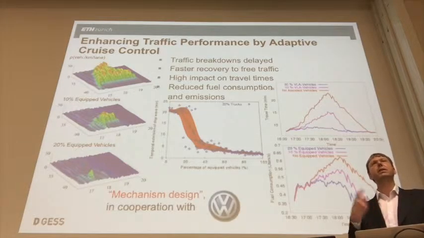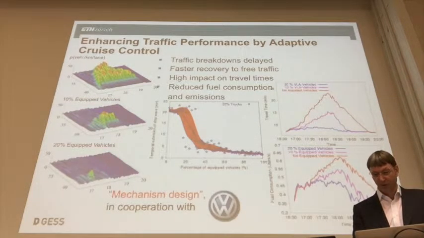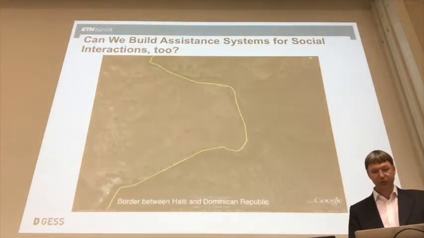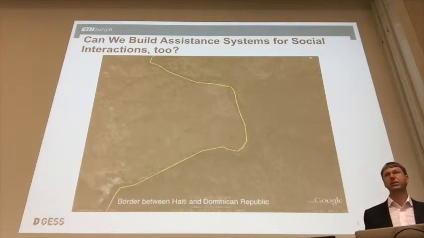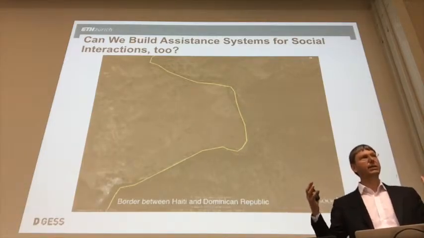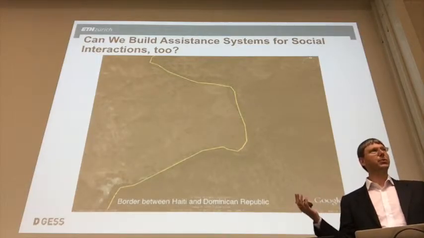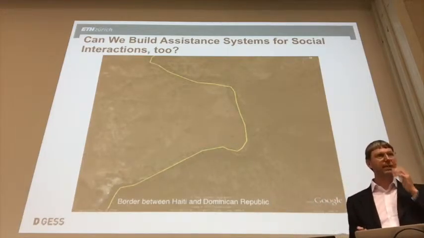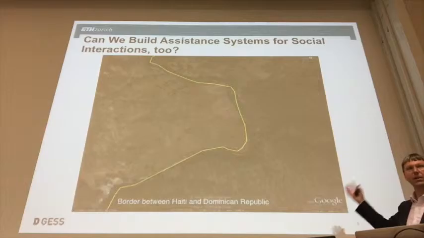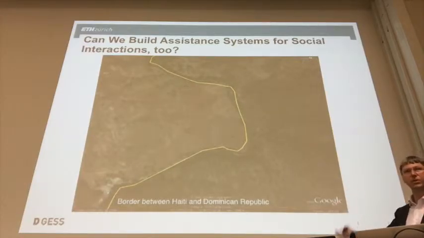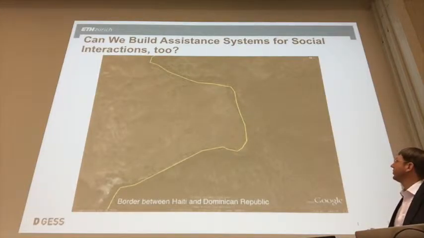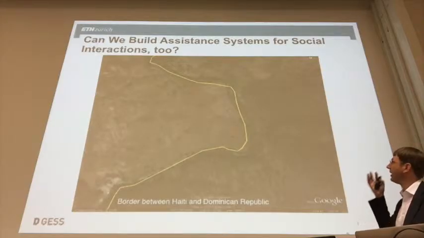Now the question is, can we apply the same kind of approach to social systems? In fact, in a sense, we have similar problems in social systems. And social dilemma situations are situations where the desirable state is unstable too. Before, the desirable state was free traffic flow, but it broke down because it was unstable. This time, the desirable state is cooperation. If everyone cooperates, that would be good for everyone. But it's usually not stable in these social dilemma situations. That's why it breaks down.